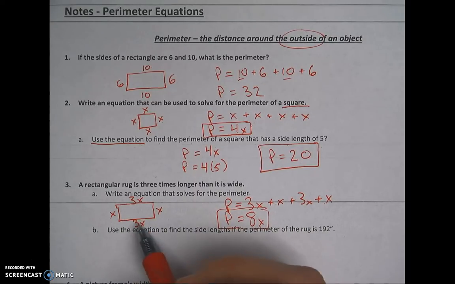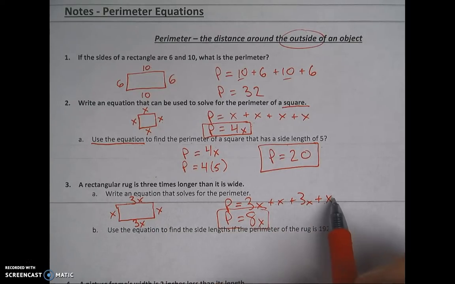Ideally, I want to see a picture. Okay, that helps. And then you're going to add up all the sides. And if you can just add those up in your head without writing out this full expanded version and just go straight to P equals 8x, that's fine.